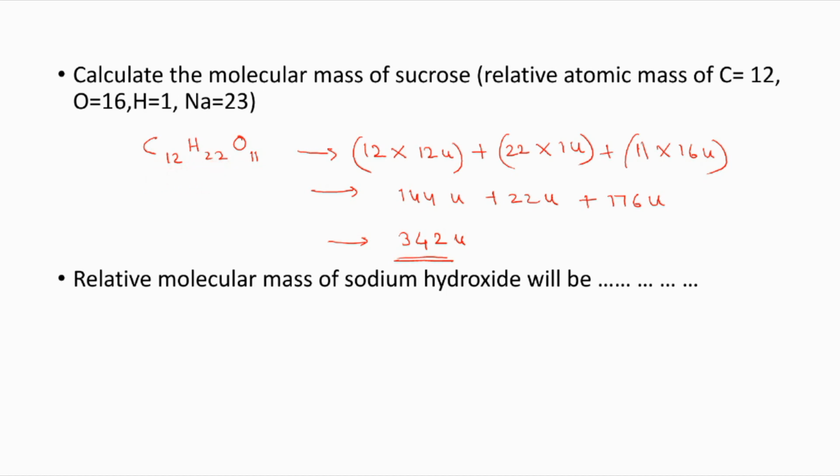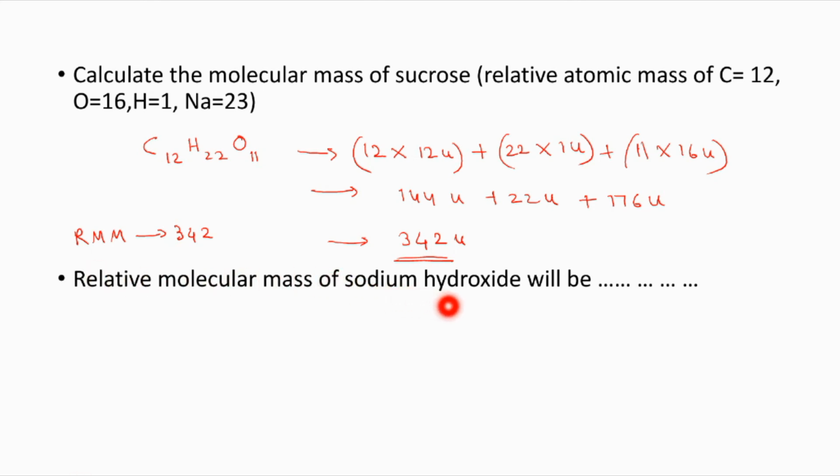Okay, so can you tell me what will be the relative molecular mass of sucrose? Relative molecular mass will be equal to 342 we will write. What do you mean by that? One molecule of sucrose is 342 times heavier than 1 AMU. Got it? Yes.